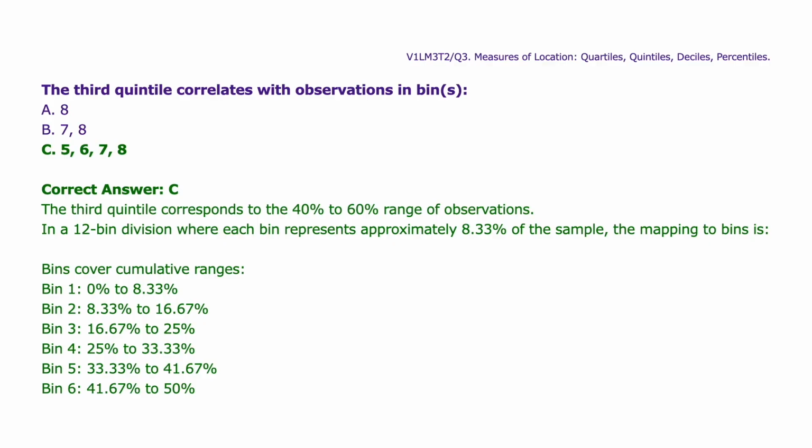40% falls within bin 5, which covers 33.33% to 41.67%. 60% falls within bin 8, which covers 58.33% to 66.67%. All bins between these points contain observations in the third quintile, bins 5, 6, 7, and 8.